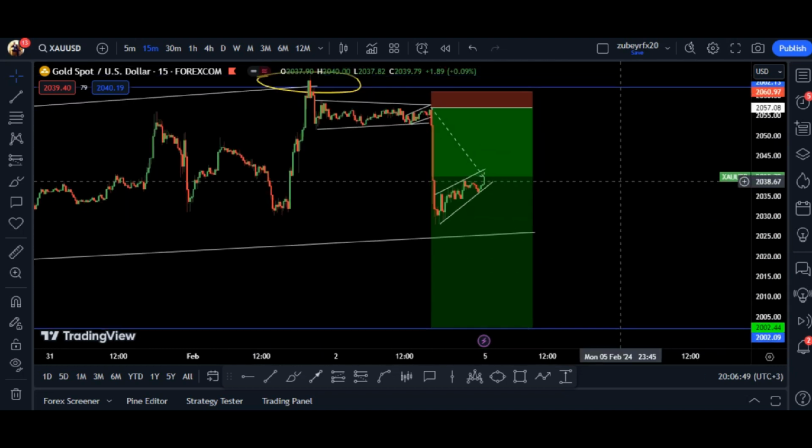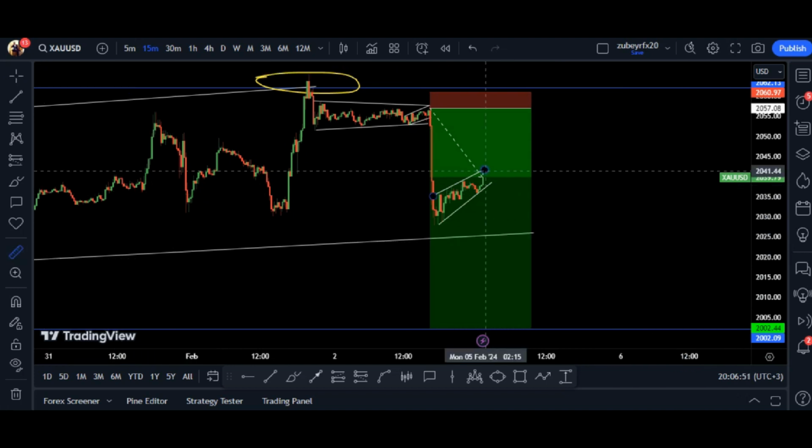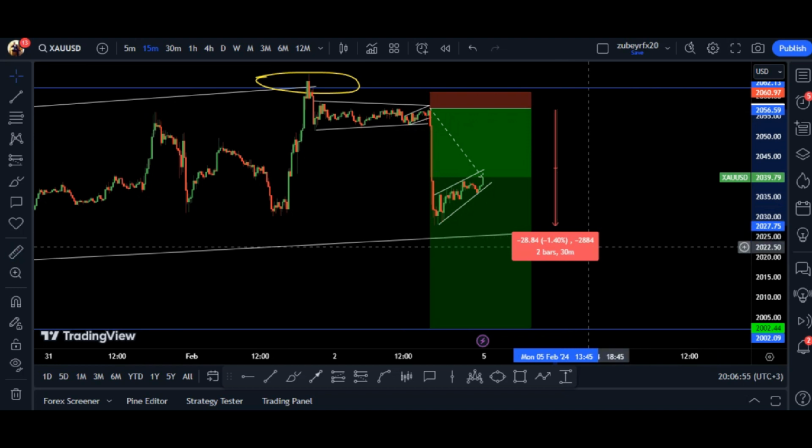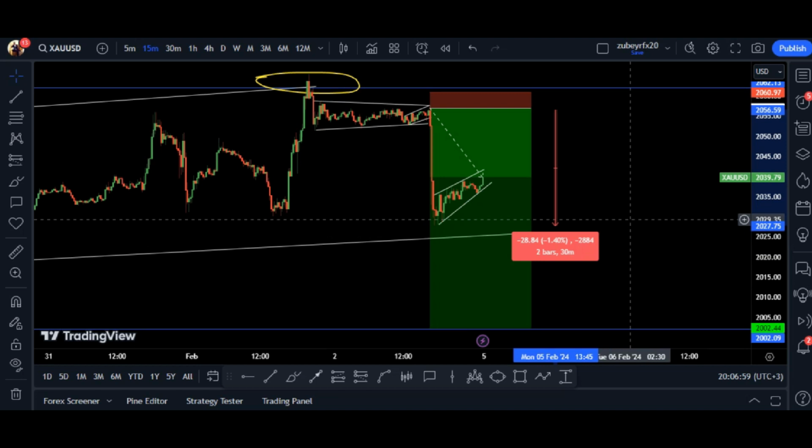So this is the result we are getting, guys, and you can see how amazing gold dropped. Look here, 288 pips in one single move. How amazing is that?